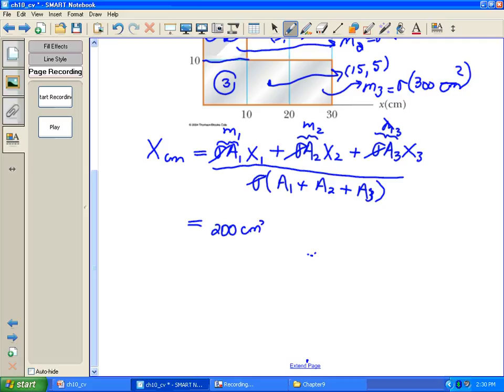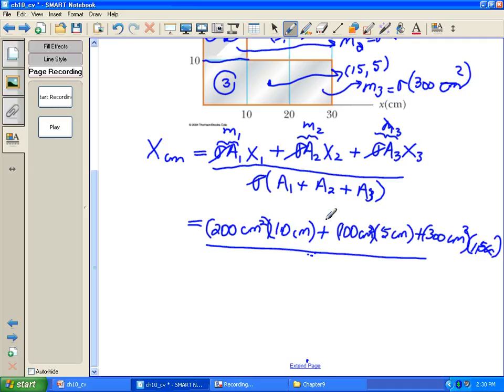So 200 centimeter squared, times, what was X1? X1 was 10 centimeters, plus A2, which was 100 centimeters squared, times 5 centimeters, plus, lastly, 300 centimeters squared times 15 centimeters. And all that gets divided by the sum of the areas. 200 plus 100 plus 300 is 600 square centimeters.